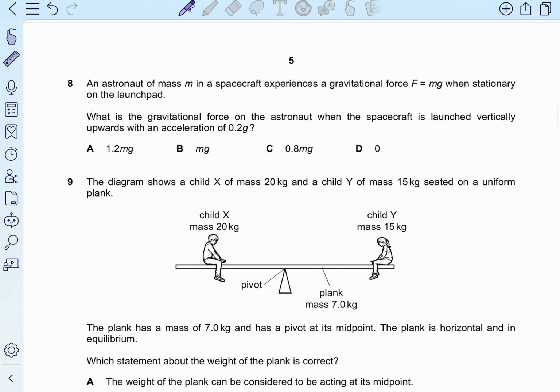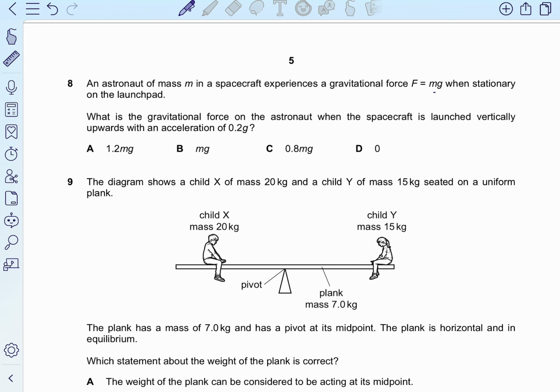An astronaut of mass m in a spacecraft experiences a gravitational force F equal to mg when he's stationary on the launch pad. So when he's stationary, he's experiencing the force F, which is equal to m times g. What is the gravitational force on the astronaut when the spacecraft is launched vertically upwards with an acceleration of 0.2 g? Now, this question is basically a bit of understanding. There's no calculation that's required over here.